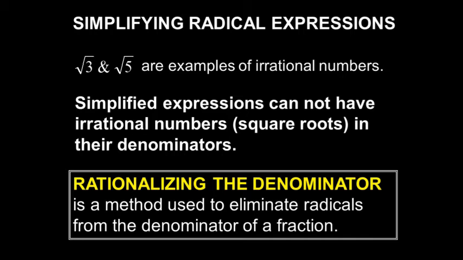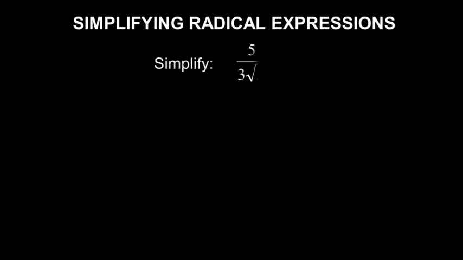Another example, the square root of 200x raised to 5. Okay, let's take this example. Simplify 5 over 3 square root of 3. Okay, so in our radical expression, the denominator has a radical expression. So therefore, this one is not yet in the simplified form.